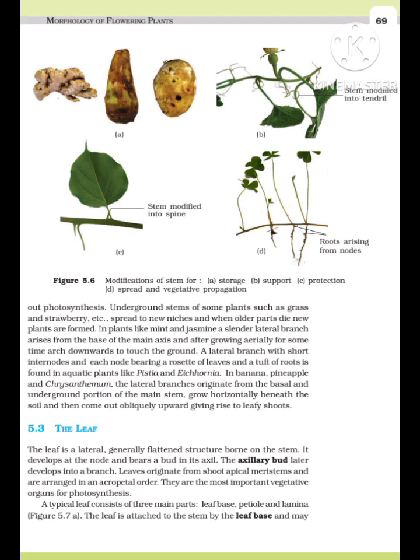Underground stems of some plants such as grass and strawberry, etc., spread to new niches, and when older parts die, new plants are formed.